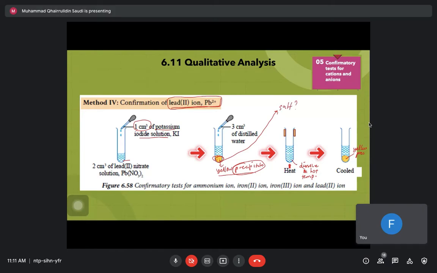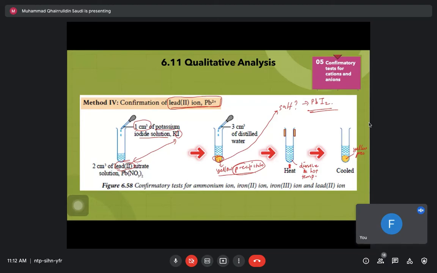Lead(II) iodide. Yes, good. This is lead(II) iodide. Okay? Macam mana juga awak tahu kalau awak tak ingat? Sebab kita tambahkan iodide ion ke dalam lead nitrate. So lead ni akan kawan dengan iodide ion, so dia akan dapat lead(II) iodide. Okay? Alright, next.